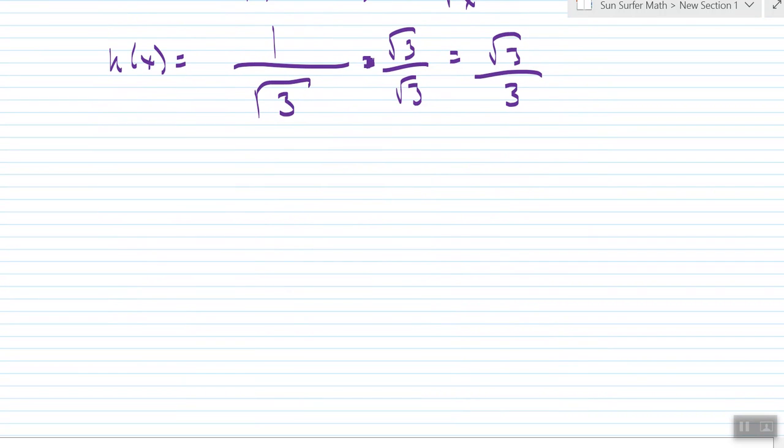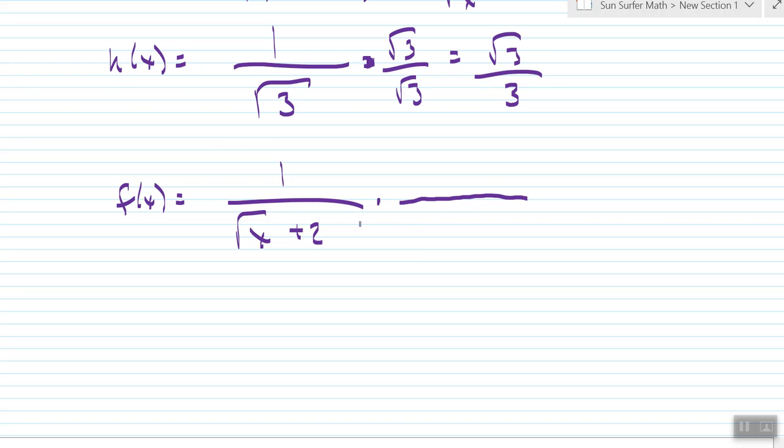Another type of function that we need to be able to rationalize the denominator on would be if we have a binomial in the denominator, such as 1 over the square root of x plus 2. In this particular case, we're going to multiply the numerator and the denominator by what is called the conjugate of the square root of x plus 2, which is the square root of x minus 2. So we multiply the numerator and denominator by the square root of x minus 2.